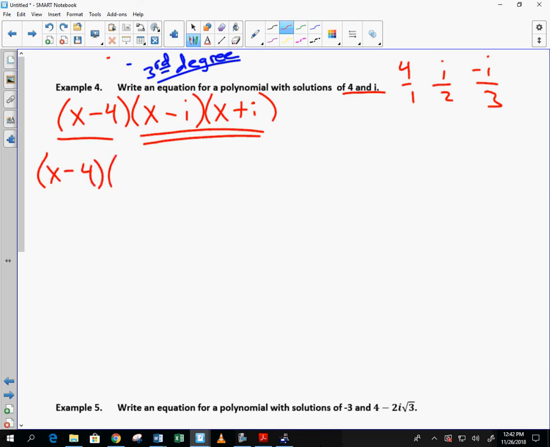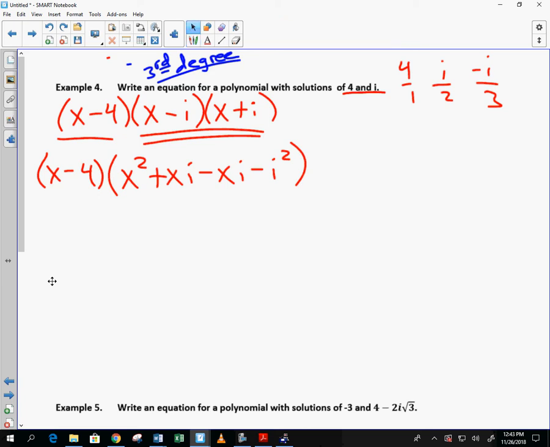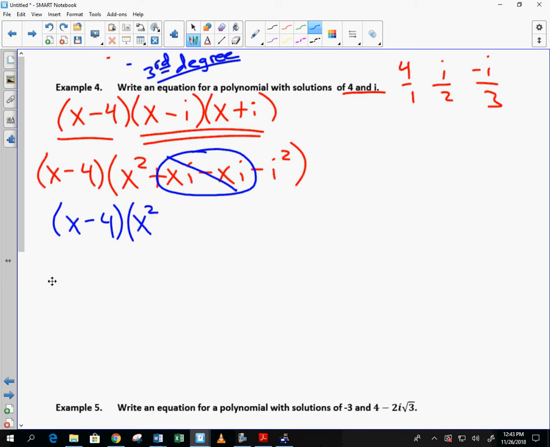x minus 4 times x, x squared, x times i, just raise xi. Sounds like a Super Bowl or something, huh? Negative i times x is a negative xi. And then negative i times i is negative i squared. Now, I know that looks like garbage, but the fact is that all the i's should somehow disappear. Notice that the positive and negative xi's go away because they are conjugates, and I am left with x minus 4 times x squared, and then what does the negative i squared come out to be? Positive 1. Hey, that's pretty cool.